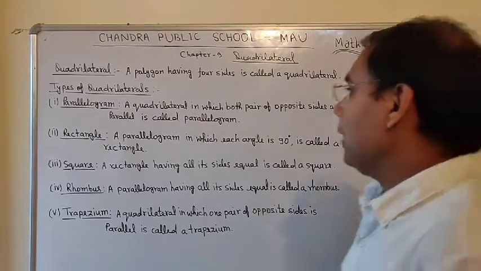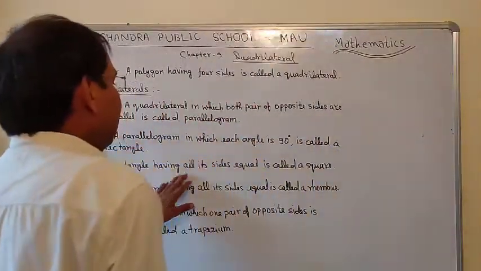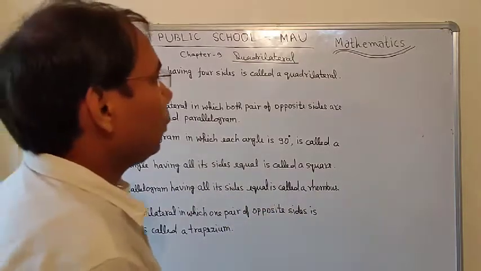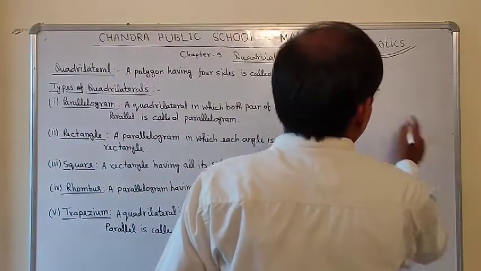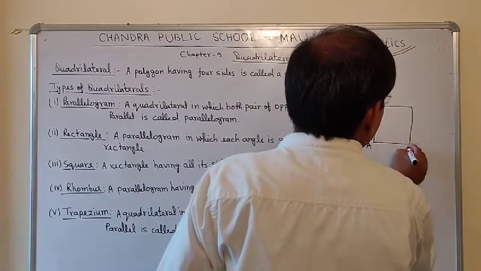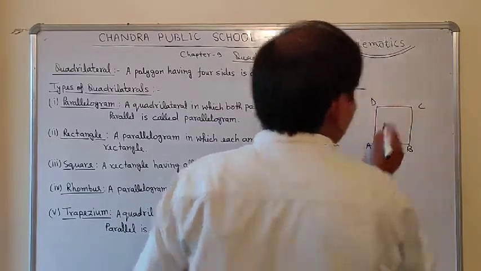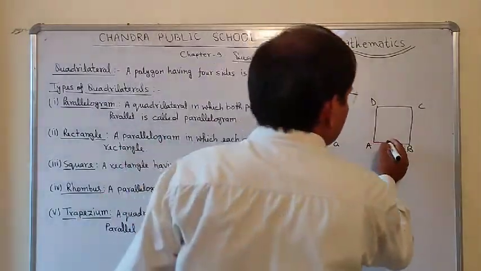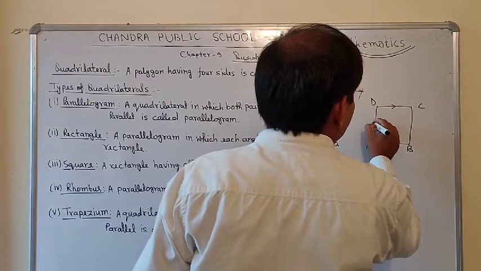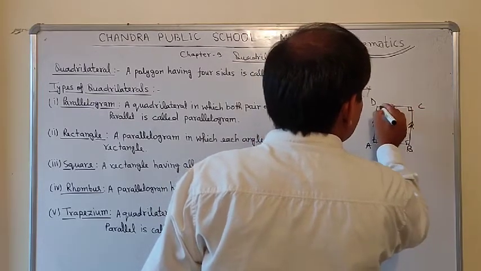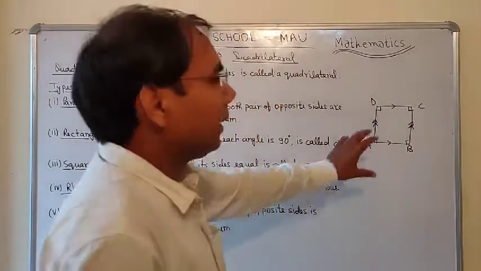Now next is square. A rectangle having all its sides equal is called a square. So if you are going to draw a rectangle, suppose that here A, B, C, D. I am going to draw a rectangle A, B, C, D. So if it is the rectangle, in this rectangle opposite sides are parallel and each and every angle is 90 degree.